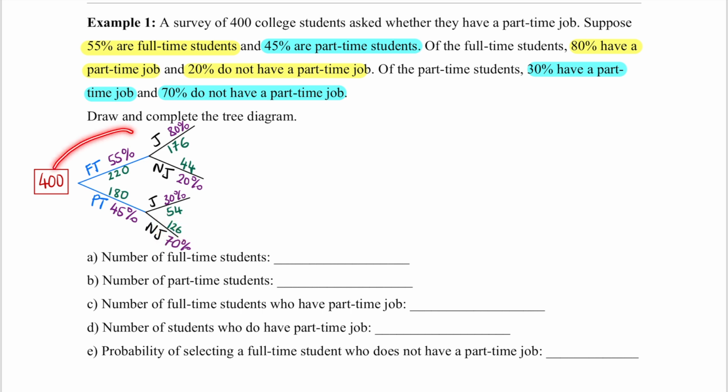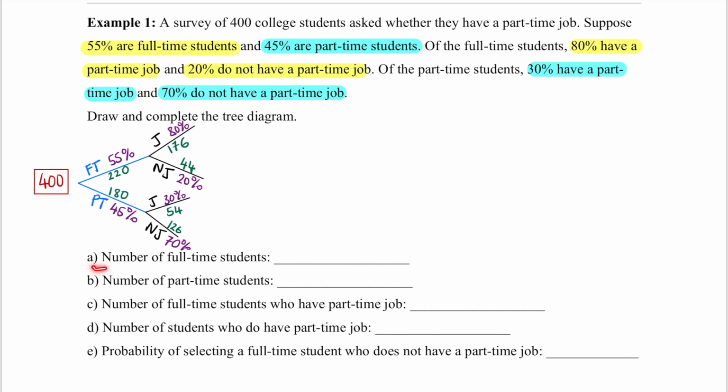Now, our tree diagram is completely filled in. Before moving on, let's verify that we have accounted for all students. 176 plus 44 plus 54 plus 126 equals 400. Since the total matches the original survey size, our completed tree diagram is correct. Now that the tree diagram is complete, answering these questions becomes much easier because most of the information can be read directly from the diagram.